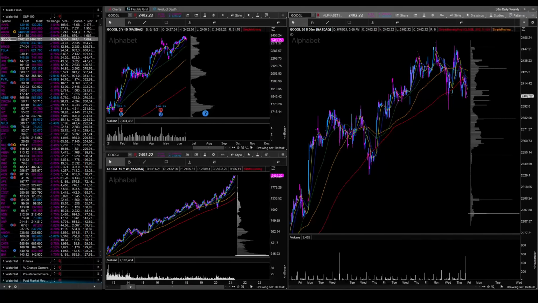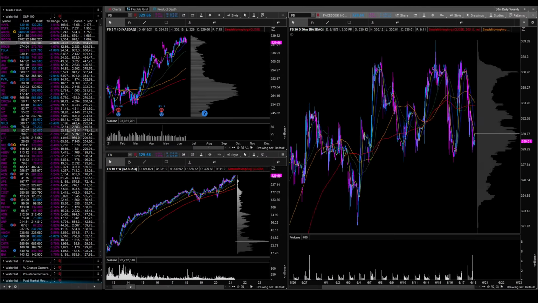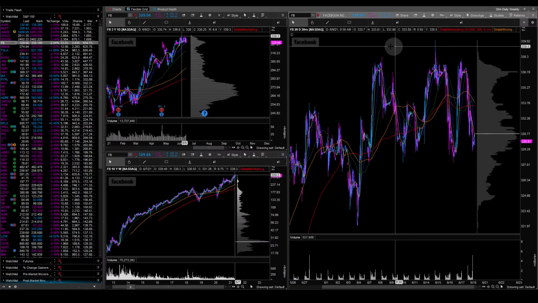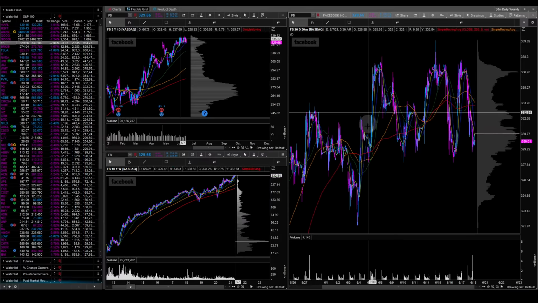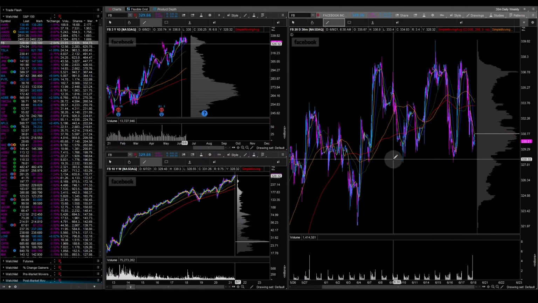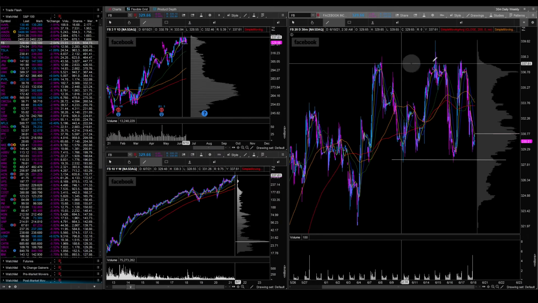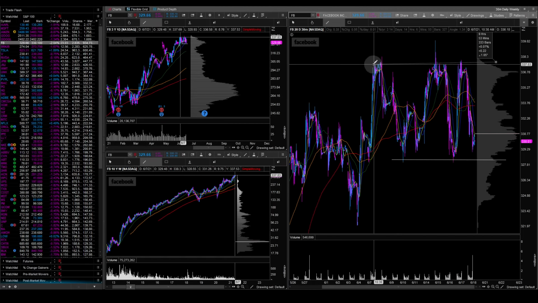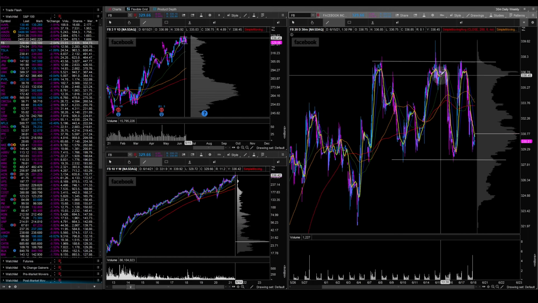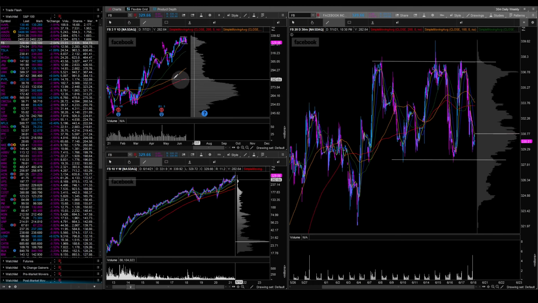Again, kind of same charts. Google with the Nell, Facebook on the 30-minute, definitely balancing, right? So just balancing out through this area here. It tried and couldn't do it, but it's still balancing, right?